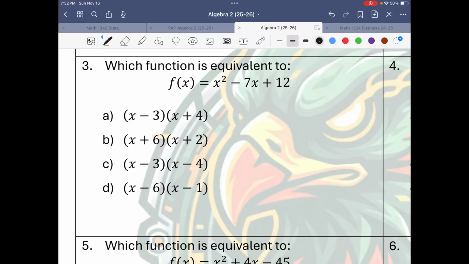All right, back here with number 3. Which function is equivalent to x squared minus 7x plus 12? I'm going to show you 2 ways to do this. The correct way, quote, the correct way, right? That would be like this. I'm going to do letter A right here.